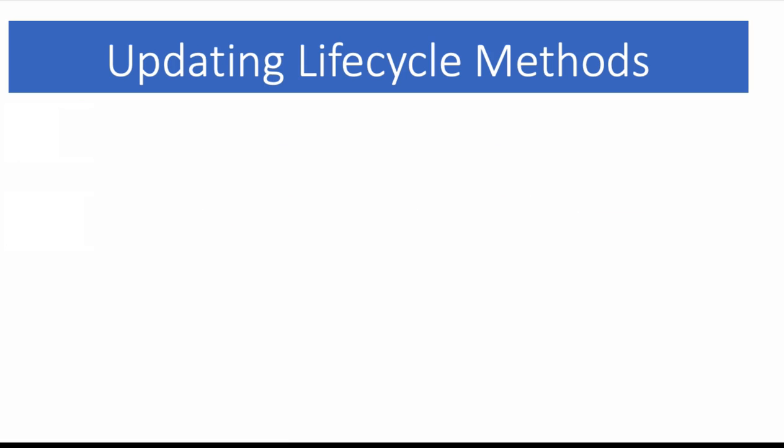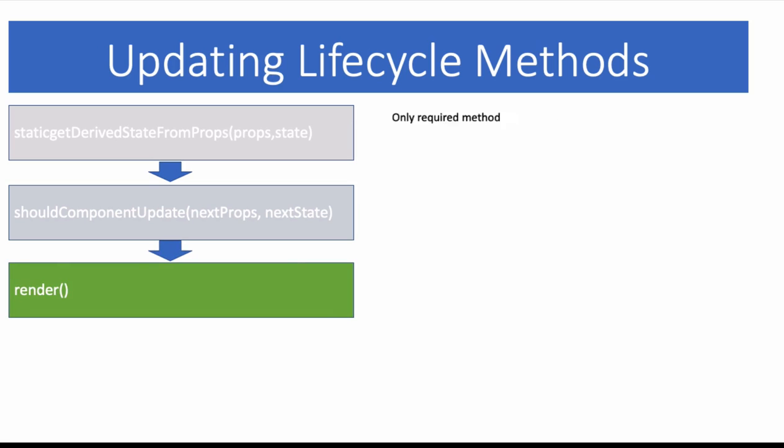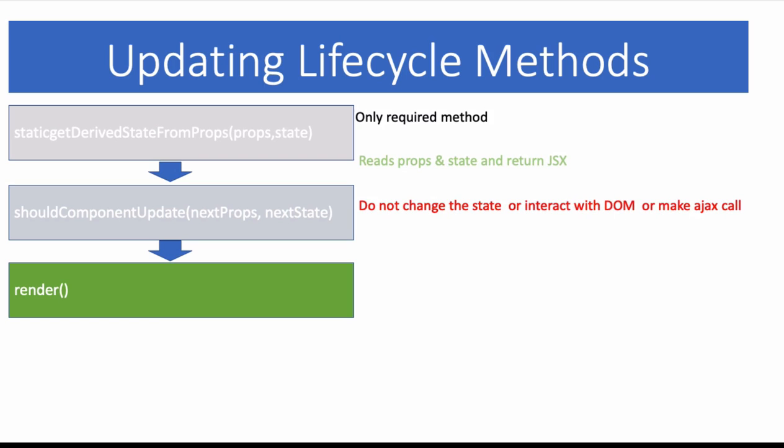The third method is also familiar, which is the render method. It is the only required method in a class component. It reads props and state and returns JSX, which describes the UI. What you should not do here is change the state, interact with the DOM, or make any AJAX calls.